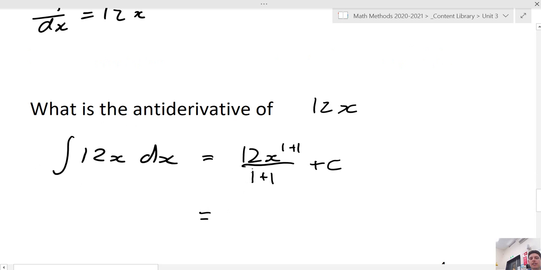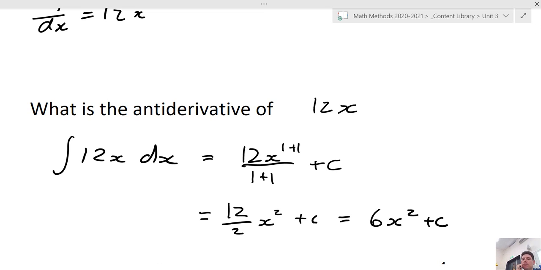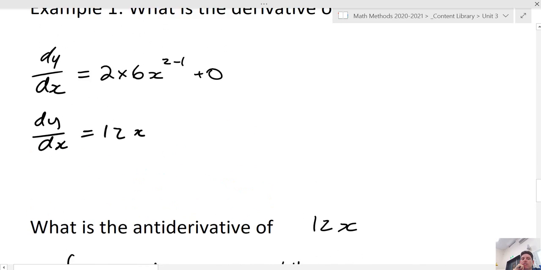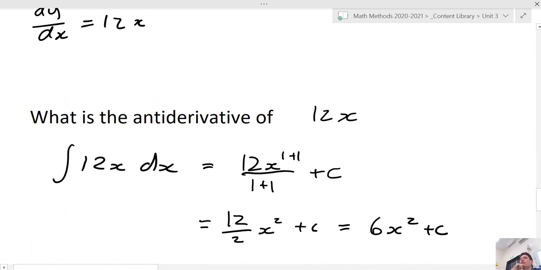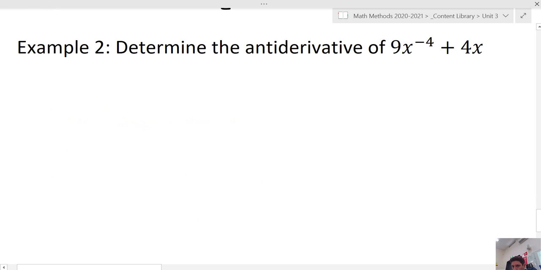Making it a little bit neater, 12 divided by 2. So there's the antiderivative of 12x. We don't know what the constant is because we weren't given a constant, in terms of we weren't given any information to help us find the constant. Although the original constant was 3, we don't know that if we're just anti-deriving. So you should have written this down.